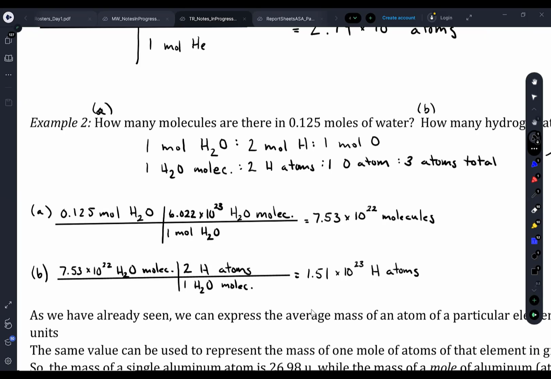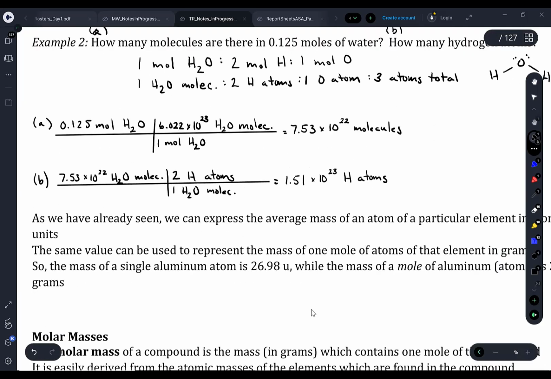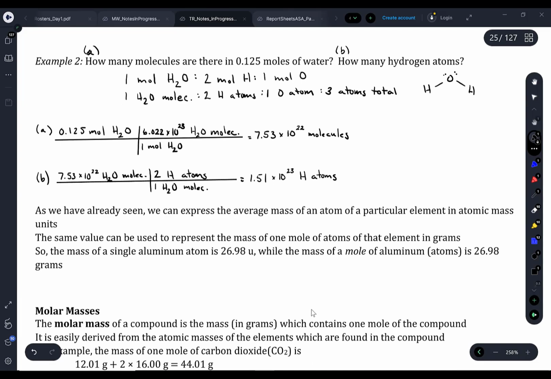All right, do you have any questions about that? And if you were given the number of H atoms and you wanted to go to moles, you just go through this process exactly backwards, right? H atoms, there are 2 H atoms in a molecule, and then there are 6.022 times 10 to the 23rd. Every mole contains that many molecules. Okay, any questions so far?